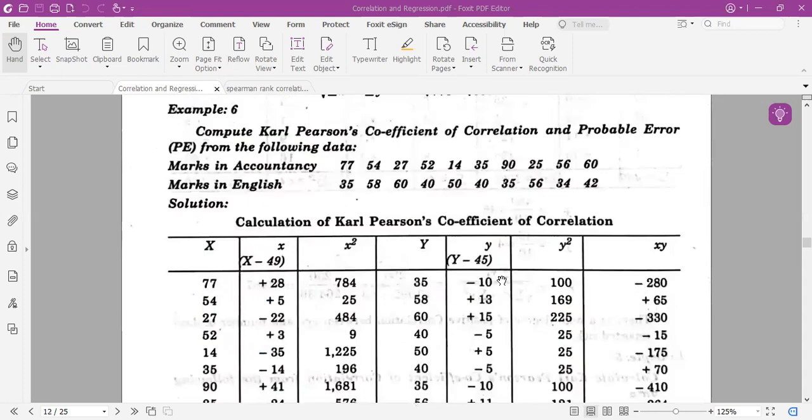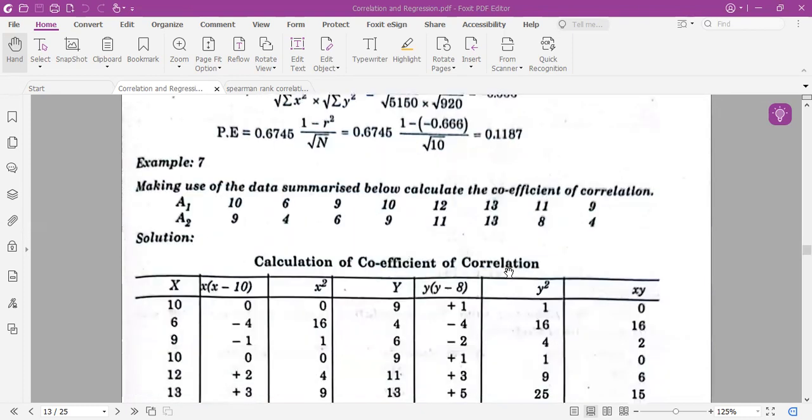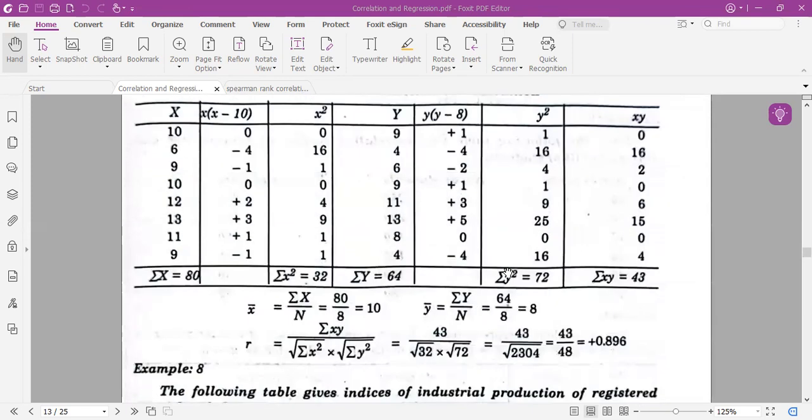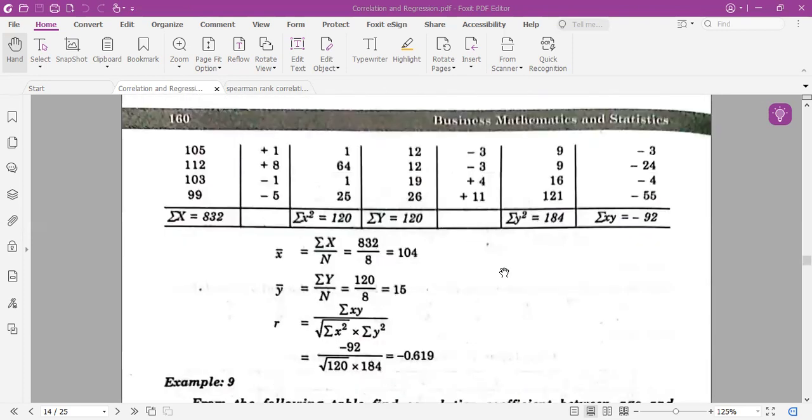Now, in this particular problem, they also asked you to calculate probable error. Based on this R value, you have to calculate probable error. So, how to calculate probable error? Probable error is equal to 0.6745 into 1 minus R square divided by square root of n. You have already calculated the R as minus 0.666. You substitute that, the probable error you will be getting is 0.1187. So, this is how you calculate the probable error. Probable error need not be calculated every time. If it is asked, you have to calculate the probable error.